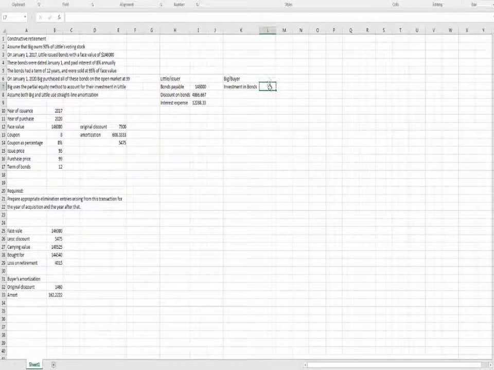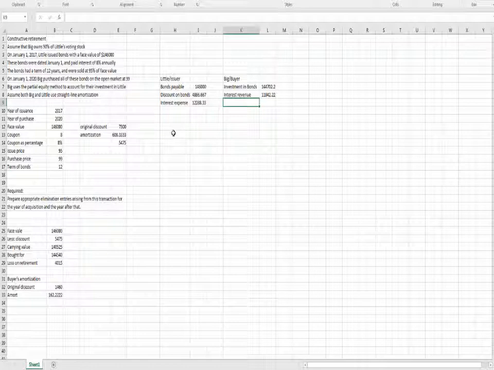Big the buyer has a bond investment, or investment in bonds. And again, they bought these things at the beginning of the year for $144,540. That was a discount of $1,460, and that discount is being amortized at $162.22. So the carrying value is going to go up by $162.22. Big the buyer also has interest revenue. And again, same thing. It's going to be the coupon interest, 8% of face value, plus or minus the amortization. And again, we're amortizing a discount that serves to increase our interest revenue.